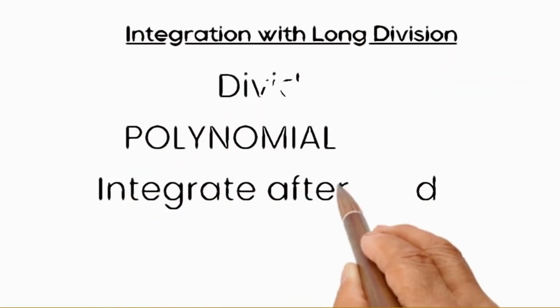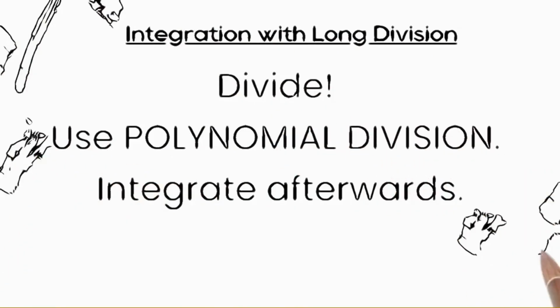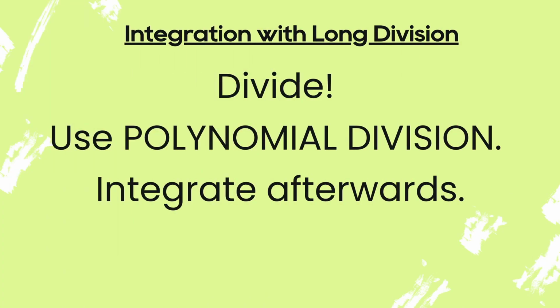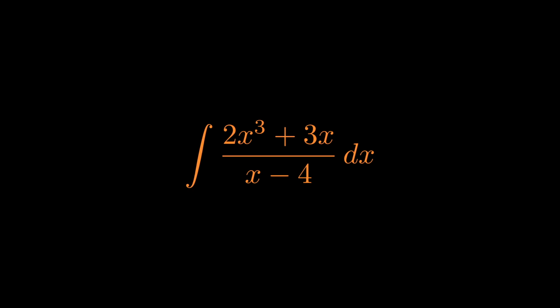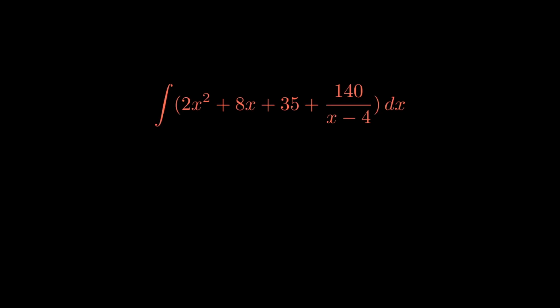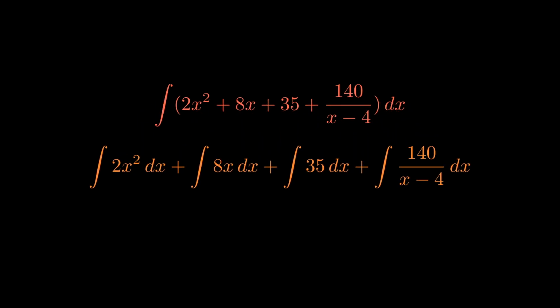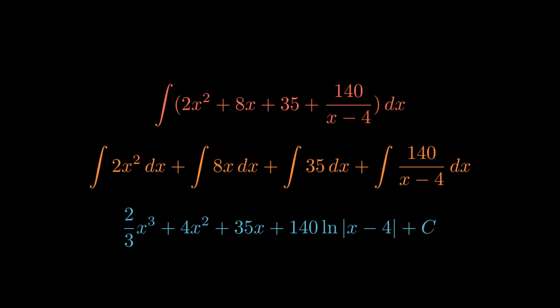To do this, you simply divide using polynomial division and then you integrate afterwards. Let's look at an example. The integral of 2x cubed plus 3x over x minus 4. Using polynomial division, I get 2x squared plus 8x plus 35 plus 140 over x minus 4. Now I can integrate this to get 2 over 3 times x to the power of 3 plus 4x squared plus 35x plus 140 times the natural log of x minus 4.